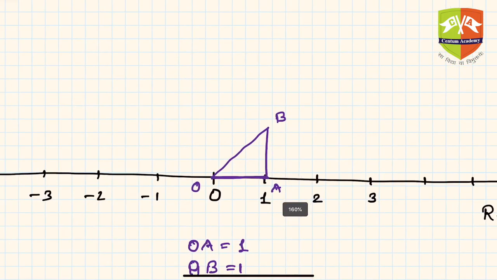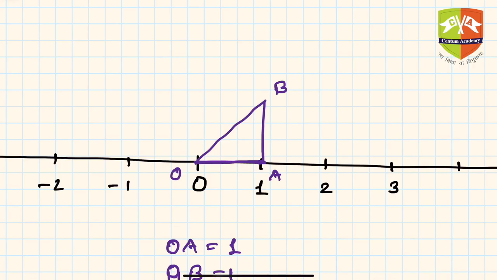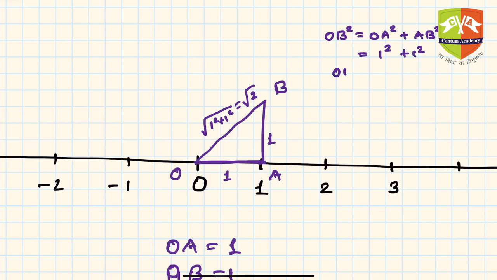So what do I know about OB? Basically OB square is equal to OA square plus AB square, isn't it? Why? Because of Pythagoras theorem. So hence, OA is 1 and AB is 1, so OB is nothing but root of 1 square plus 1 square, which is nothing but root of 2, isn't it? And by geometry, OB is equal to root of 2, right?